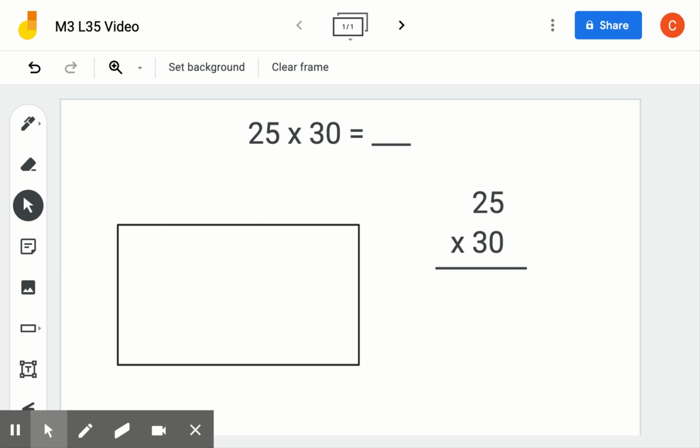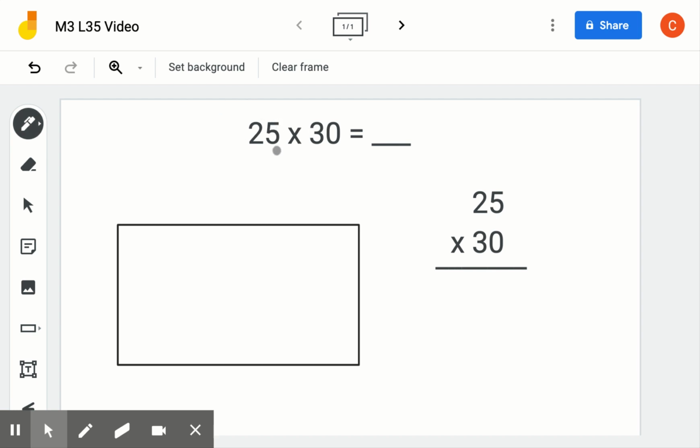Let's find the product of 25 times 30 using our area model and partial products. So when we're using the area model, we know that the length times the width equals the inside area. We have our length, our width, and when we multiply those together, we get our area or the product, the answer to a multiplication sentence. So let's label our rectangle.